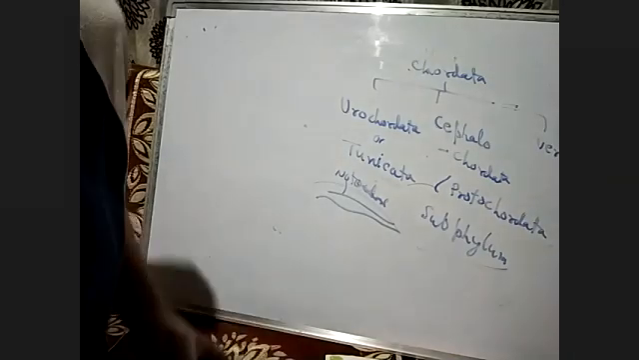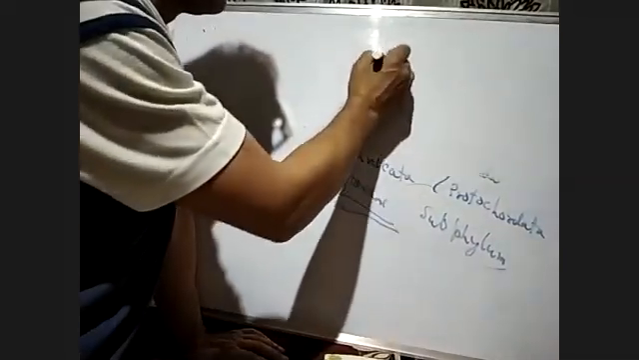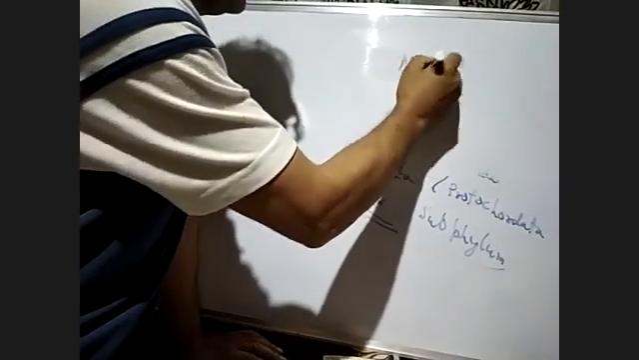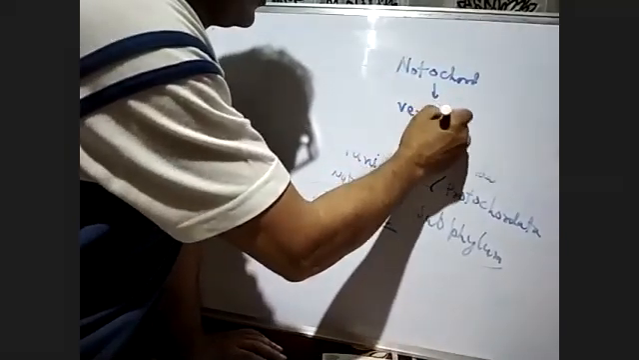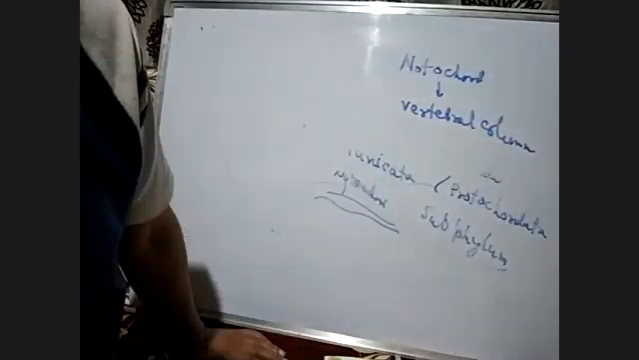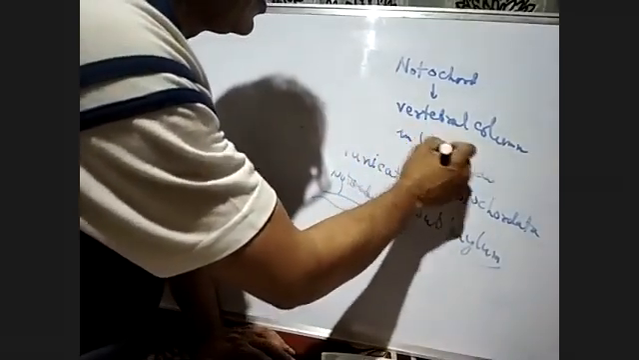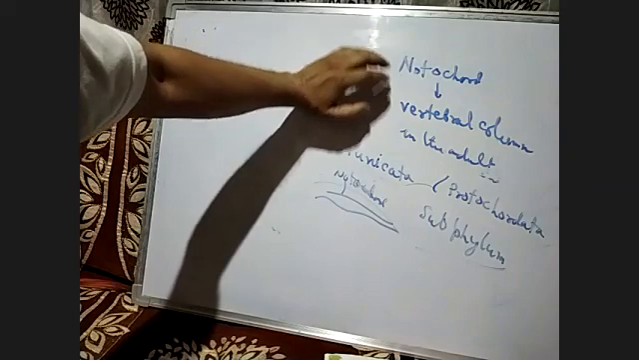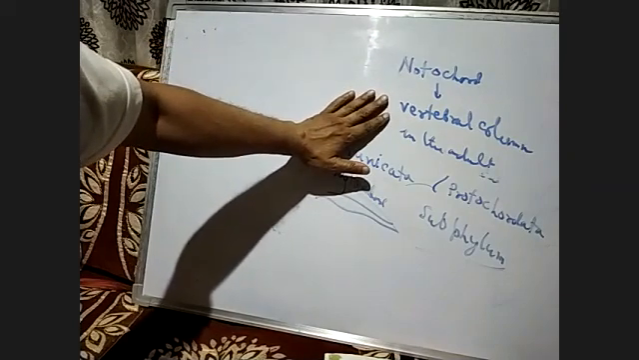Very, very interesting thing here. Notochord is replaced by the vertebral column. We have the notochord, and this is replaced by the vertebral column in the adult, because in the embryonic stage we find the notochord, but this notochord is slowly replaced by the vertebral column in the adult. That you have to remember.